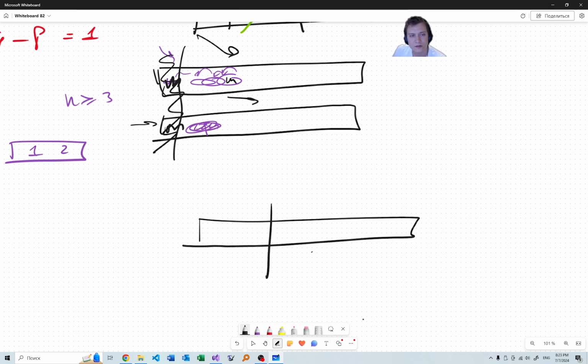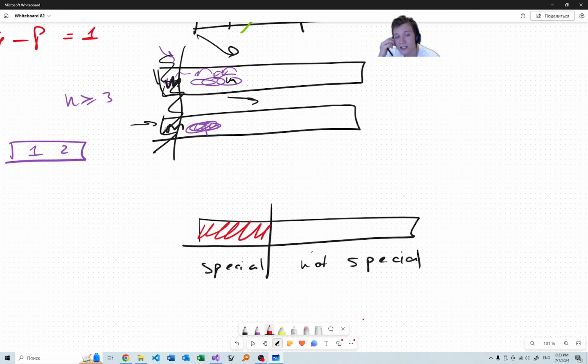Well, for example, let's assume that these are special and these are not special. First of all, let's forget about these elements. Let's assume that there are no special elements. Okay? There are k special elements. Let's assume that k for now is equal to 0, and there are only n minus k not special elements.